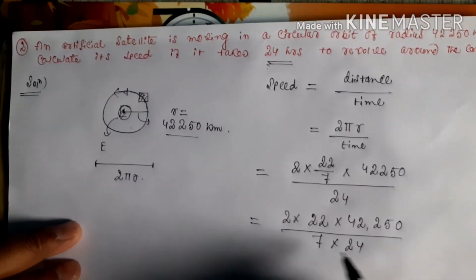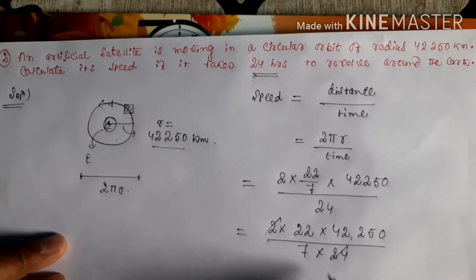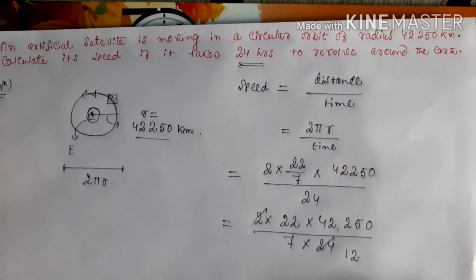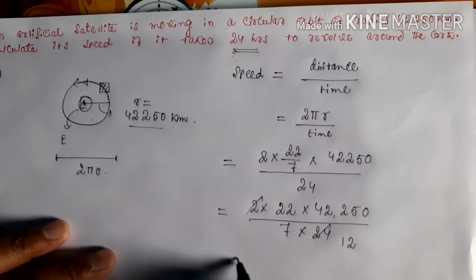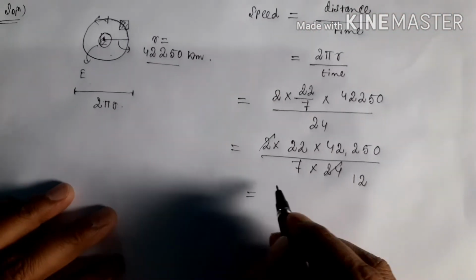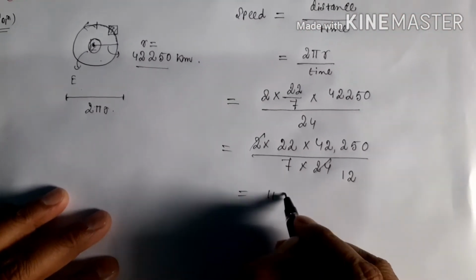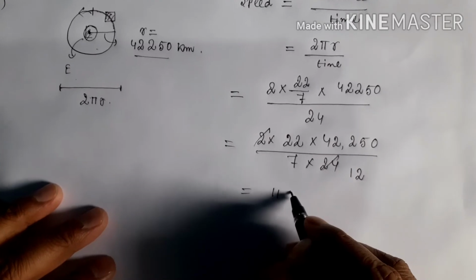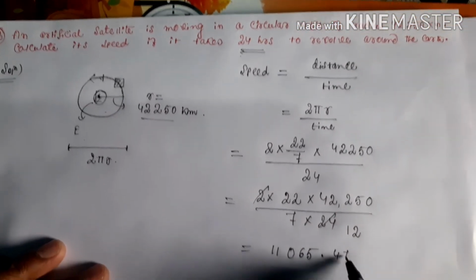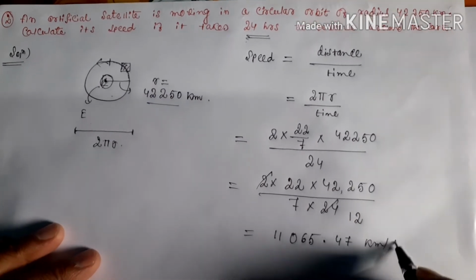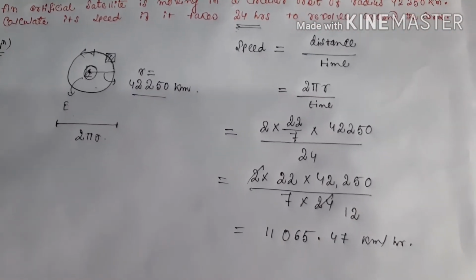If you solve this, I have solved it with the help of a calculator. You can easily solve it: you just multiply and then divide. You will get the value 11,065.47 kilometers per hour. This is the value you will get.